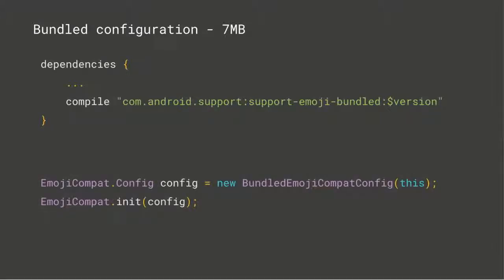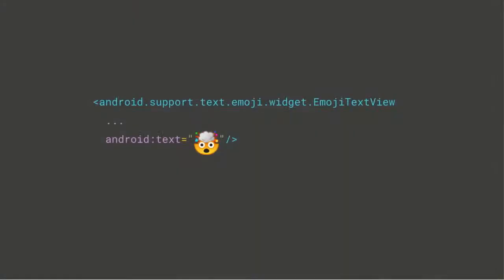To do this, extremely easy. You create a bundled emoji compat config, set it initialized on emoji compat, and you're set. Then to actually use the emojis in your app, we've provided some widgets for you. So we have emoji text view, emoji edit text, and emoji button. These automatically use emoji compat, render all of the emojis for you.